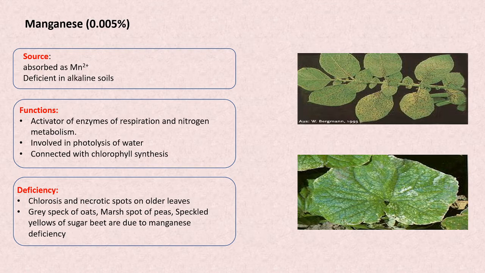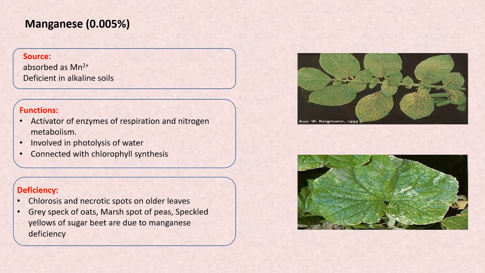Then deficiency symptoms. What are the deficiency symptoms? The symptoms of manganese deficiency are chlorosis and necrotic spots on older leaves. Again, chlorosis means yellowing of leaves. Okay, so chlorosis and necrotic spots, dead localized regions. Necrotic spots are nothing but dead localized regions. Okay, and ultimately they form into dry spots.